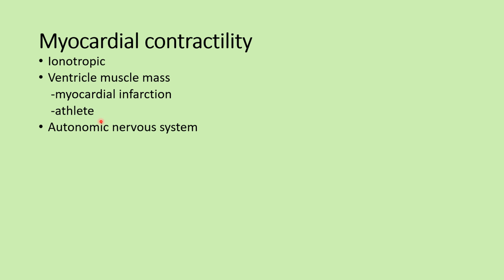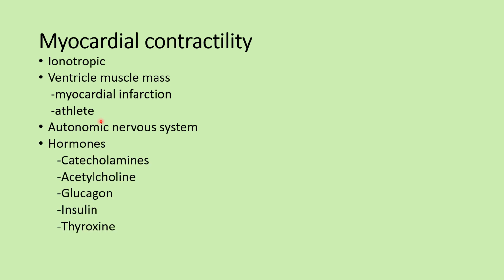The sympathetic nervous system increases the myocardial contractility, and the parasympathetic nervous system is sparsely innervated in the ventricles. Hormones. Catecholamines act on the beta receptors. It increases the cyclic AMP. It increases the myocardial contractility. Acetylcholine acts on the muscarinic receptor. It decreases the myocardial contractility.